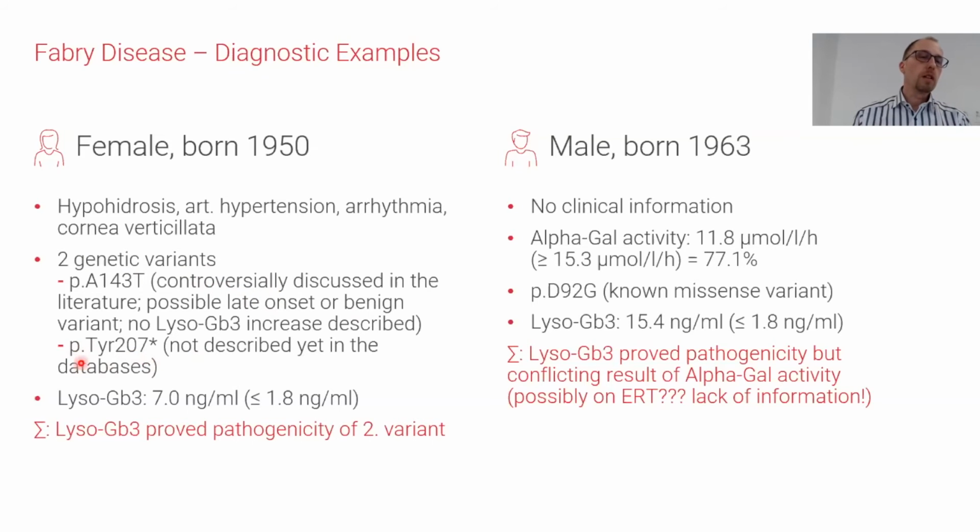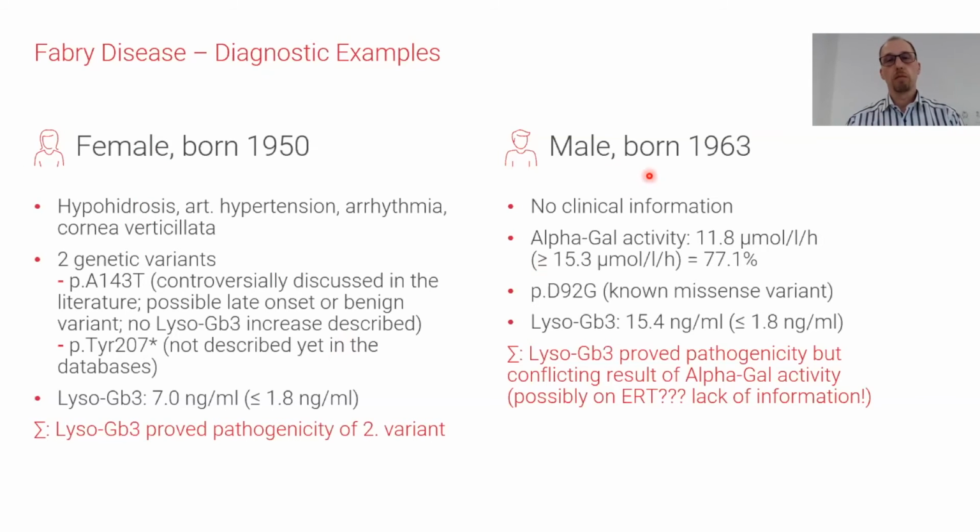And then there was a second variant, not yet described in the databases, but it's a nonsense variant, so there should be a pathological meaning. And lyso-Gb3 with an increase to 7 nanogram per milliliter proved the pathogenicity of the second variant. So very clearly, the second variant is the essential variant causing Fabry disease in that female.